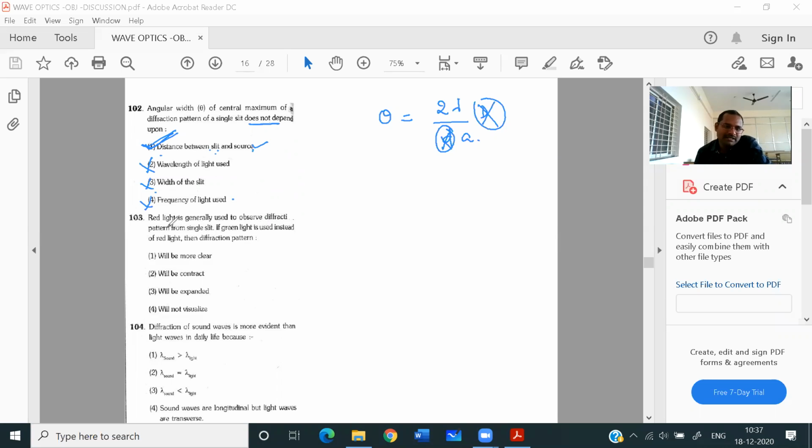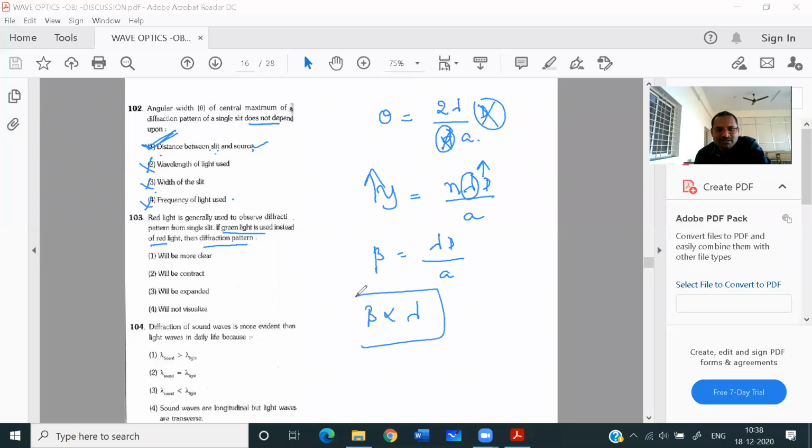Okay. Next. Red light is generally used to observe the diffraction pattern from a single slit. If green light is used instead of red light, then the diffraction pattern is... The distance of the diffraction pattern for maxima or minima is n lambda capital D by small a. It means if the wavelength of light is more, the diffraction pattern will be more. Or the fringe width is lambda capital D by a. It means fringe width is directly proportional to wavelength. Wavelength more means diffraction also more. Wavelength less means diffraction also less.